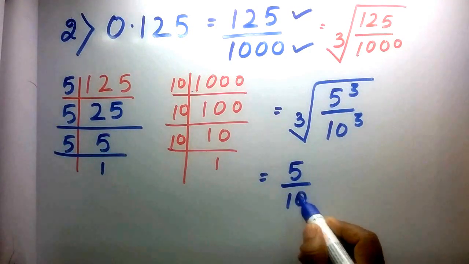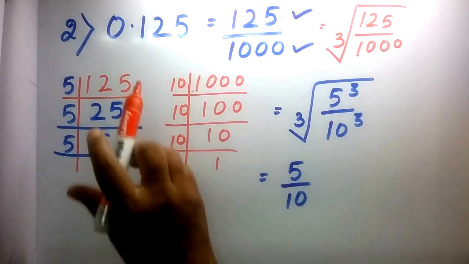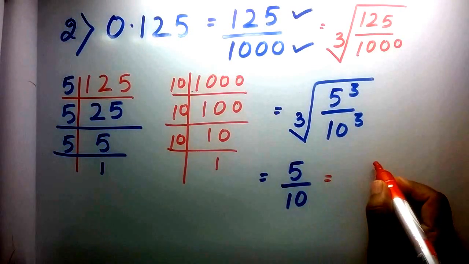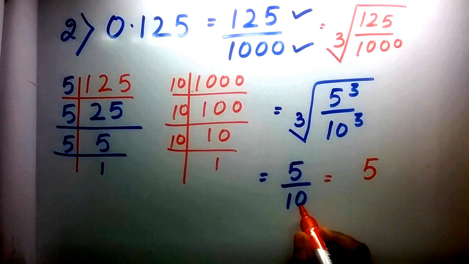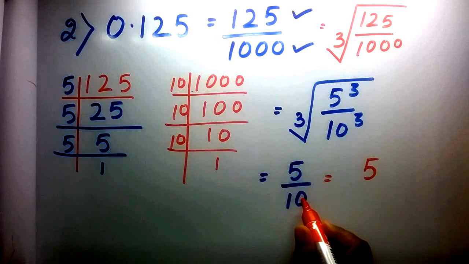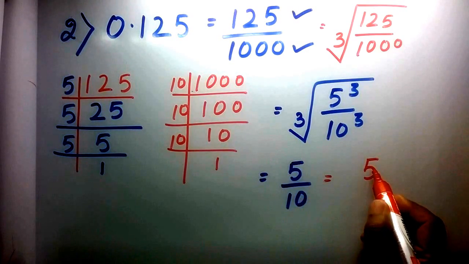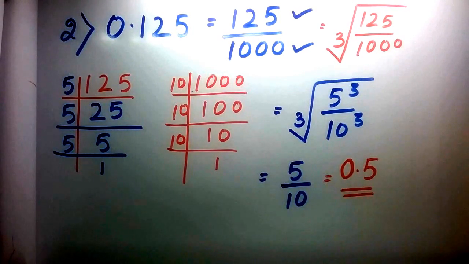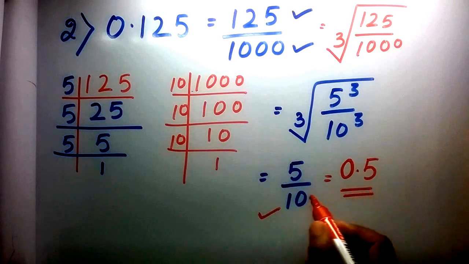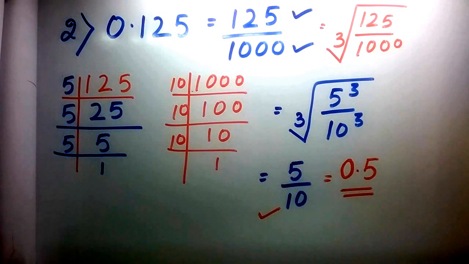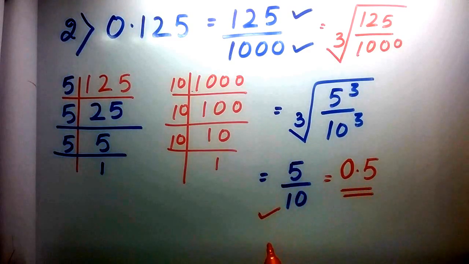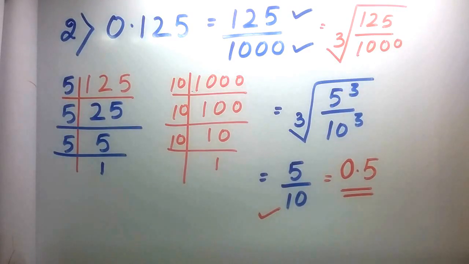5 upon 10 is the cube root of 0.125. Even if you want to write it in decimal, you can write it like this: 5, and you have 10 in the denominator. That means you count one number and put the decimal point. The answer will be 0.5. If you want to keep it like this in fraction, it's okay. If you're writing in decimal, just count one number and put the decimal, because you have 1 zero. If we have 2 zeros, you have to count 2 numbers and put the decimal point.